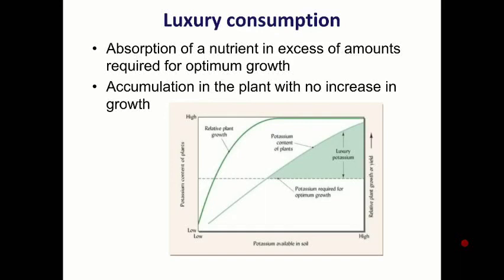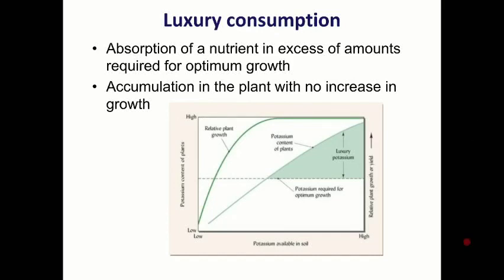Now, the other concept I wanted to talk about is luxury consumption. That's absorption of a nutrient in excess of amounts required for optimum growth. And we usually talk about it with regards to potassium. Potassium is a nutrient that crops can take up in excess. It's easily taken up in soil water, and plants will take up more than they actually need for optimum growth.